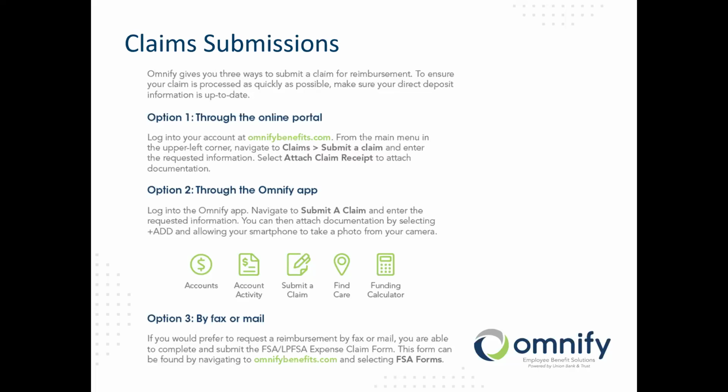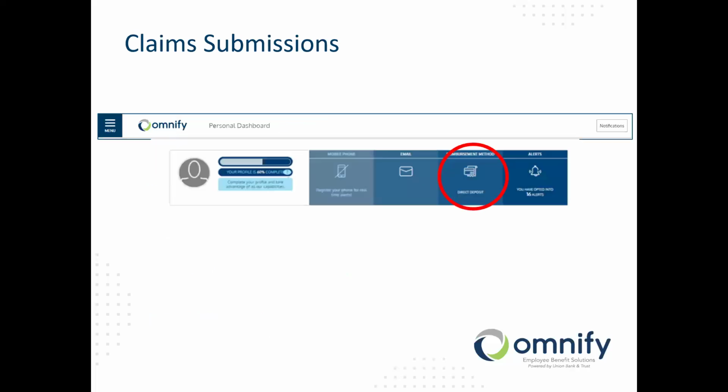For the app, it's really similar to the online portal. You just click submit a claim, attach your receipt, and submit. With the fax or mail option, you just fill out that claim form with the required information and you can send it to us via fax or mail. All claim forms, like I said, are always going to be available on our website, just making it easy to access and complete. But now we're just going to look at that option one, which is submitting it through that online portal.